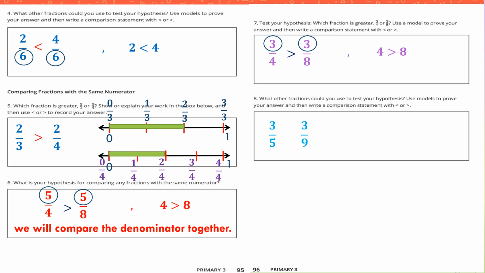Number 8, I give you an example like 3 over 5 and 3 over 9. It's crazy. Why? Because we have same numerators. So look at the denominators here. Which is big in crazy fraction, 5 or 9? Yes, 5 is bigger than 9. So 3 over 5 is bigger than 3 over 9.